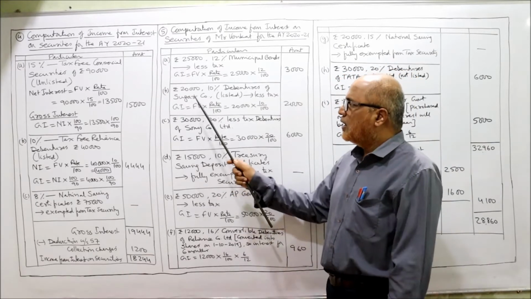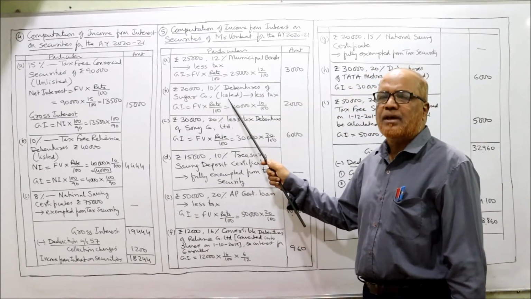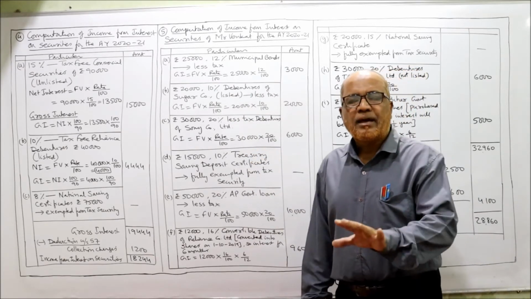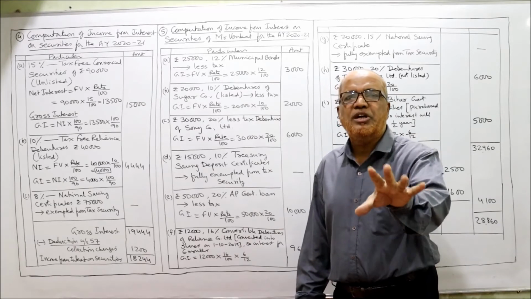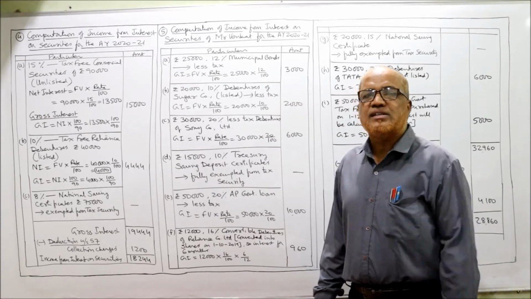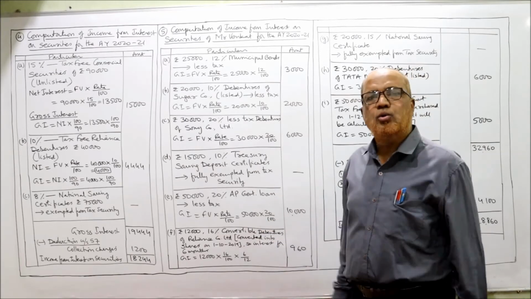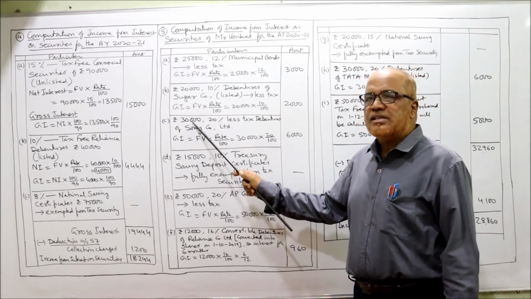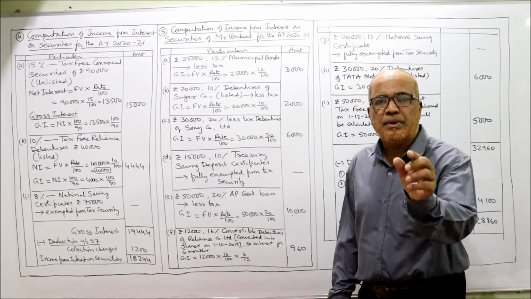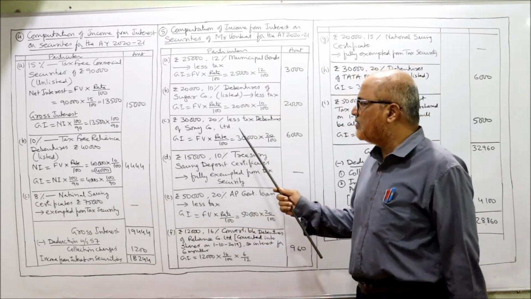Now second security. 20,000, 10% debentures of Sugar Company Limited, listed. Forget about listed or unlisted. Provisions are same. So debentures of Sugar Company. Nothing is given. Again we assume it is less tax. When it is less tax, only 1 step. GI is equal to face value into rate by 100. 20,000 into 10 by 100, 2,000. Finished. 2 securities over. Third security. Rupees 30,000, 20% less tax debenture of Sony Company Limited. Specifically given less tax. No need to make the assumption. It is given less tax.